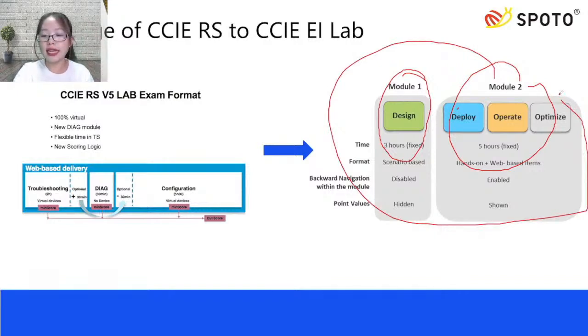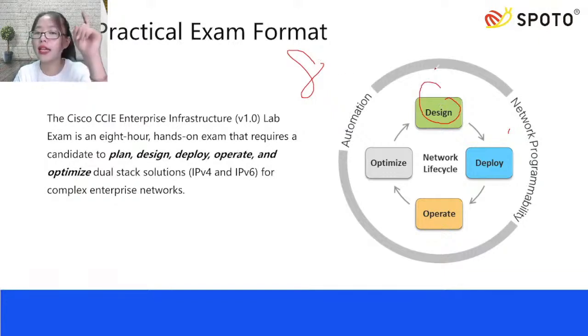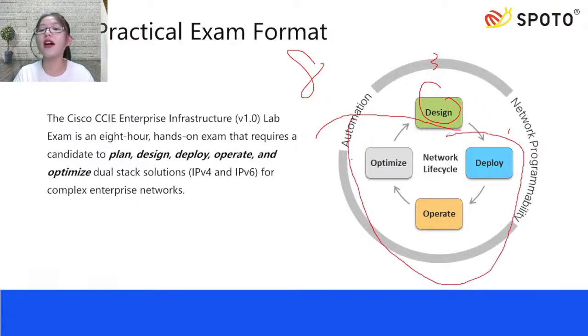Okay, let's see it in detail. The Cisco CCIE Enterprise Infrastructure exam has a total of 8 hours. So the design module is 3 hours, and the second module has 5 hours. So let's see it in detail.